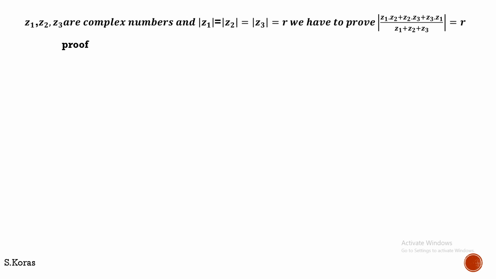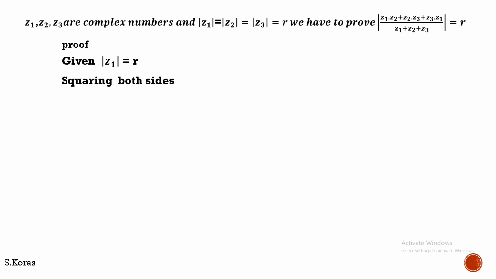It is given that modulus of Z1 is equal to R. This is what they have given us. Separately, if you take the next complex number, we can say that modulus of Z2 is also equal to R and modulus of Z3 is also equal to R. Now let us take the first part, that is modulus of Z1 is equal to R.